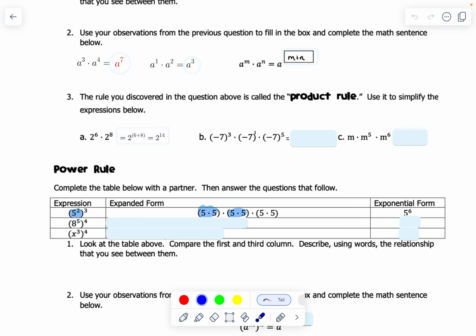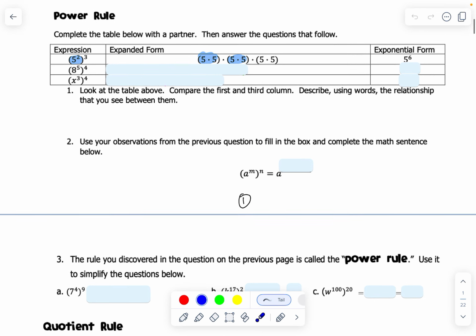And so if I have 2 to the 6th times 2 to the 8th, well, I add 6 and 8, those exponents, and I get 2 to the 14th. For b, we want to remember if I have no exponent given, it's presumed to be a 1. So I take 3 plus 1 plus 5, and I get b to the 9th. M times m to the 5th times m to the 6th should give me m to the 12th.